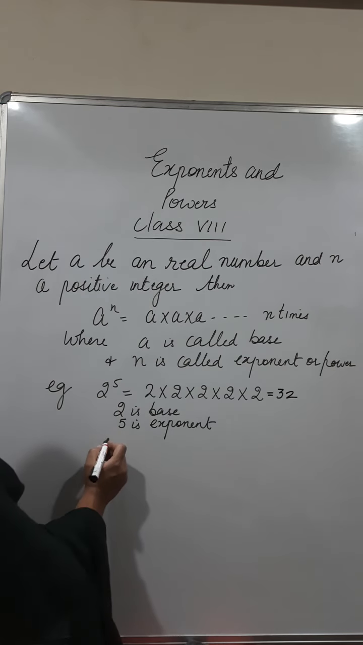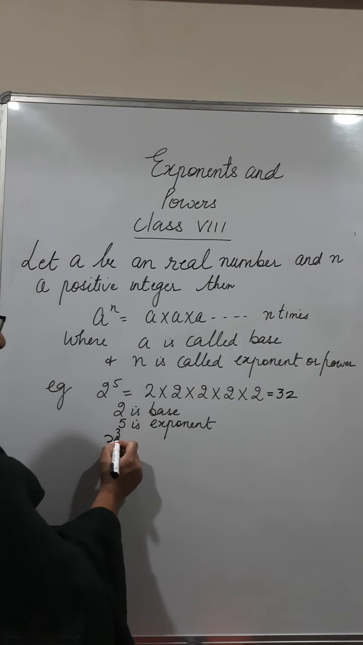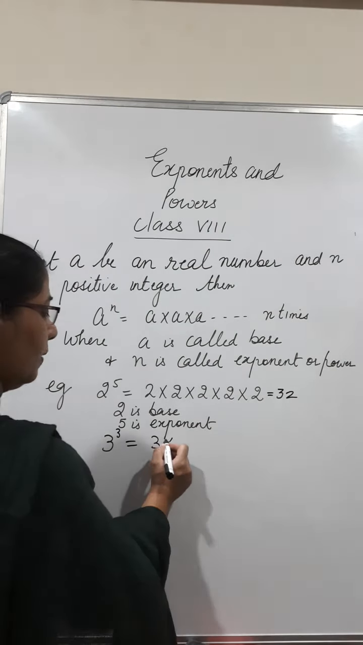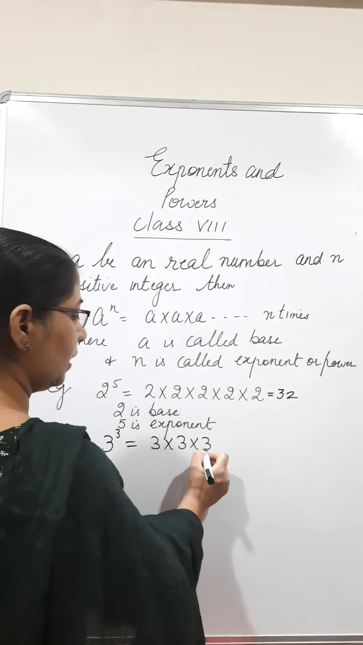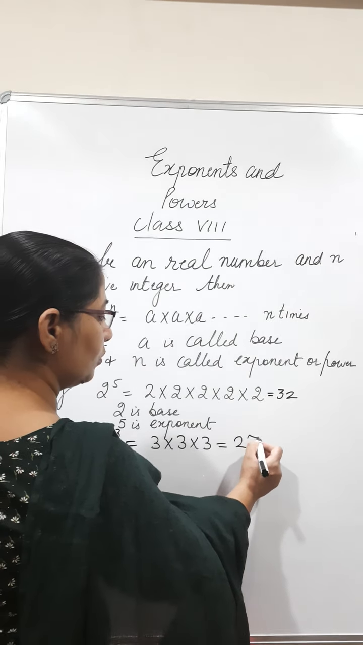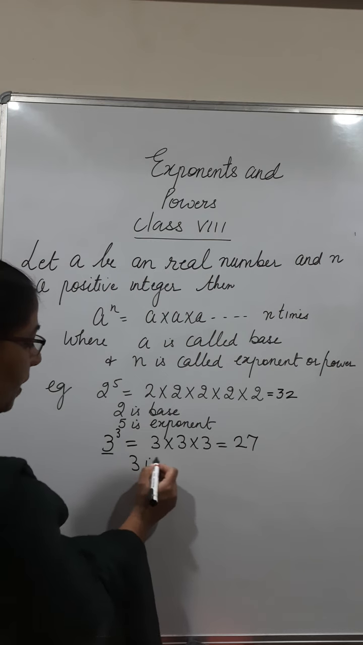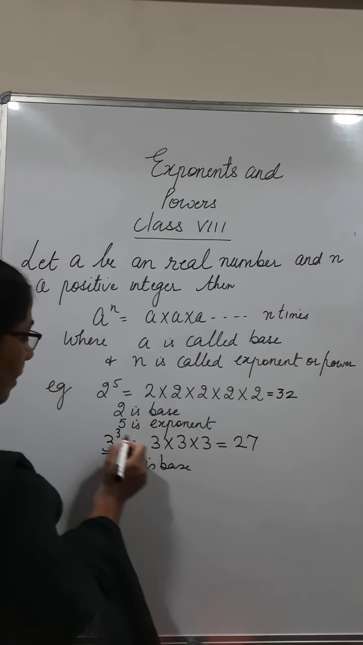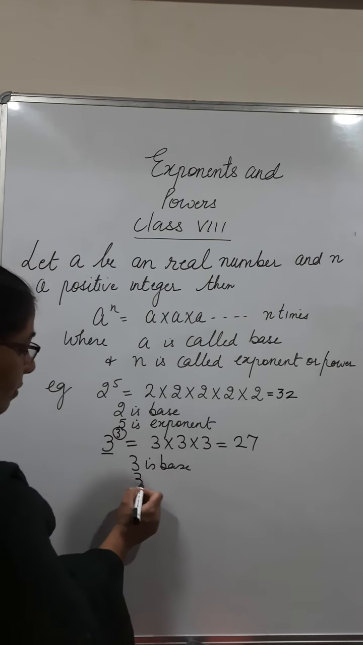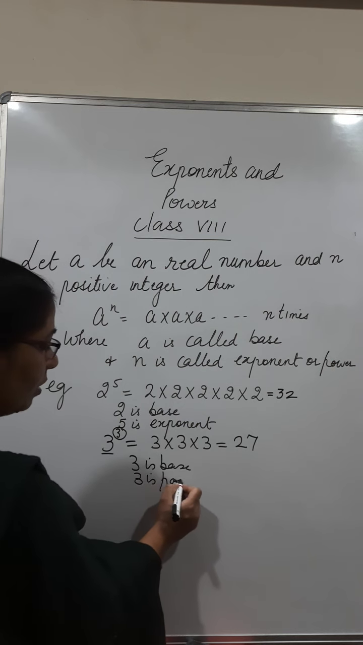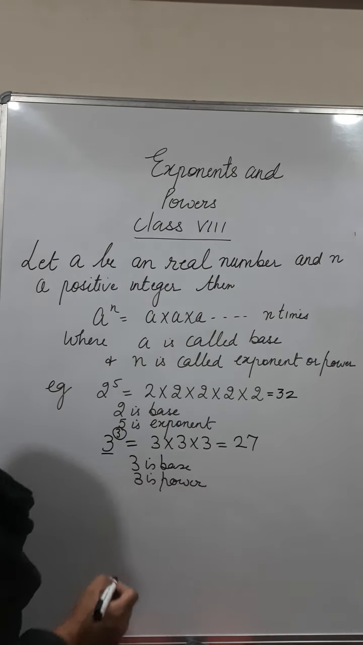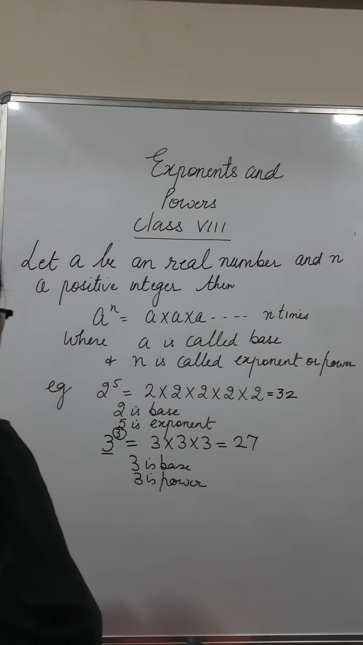Similarly, you can get another example, say for example 3 power 3. That is equal to 3 multiplied by 3 multiplied by 3. The answer to this is equal to 27. So here this 3 is the base and this 3 here is the power. So here the base and the power are both the same.